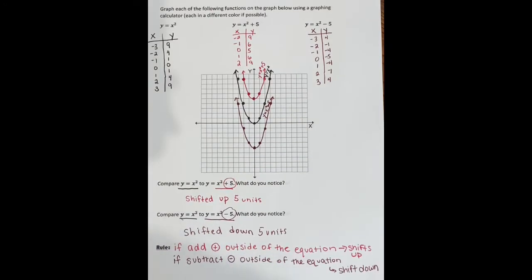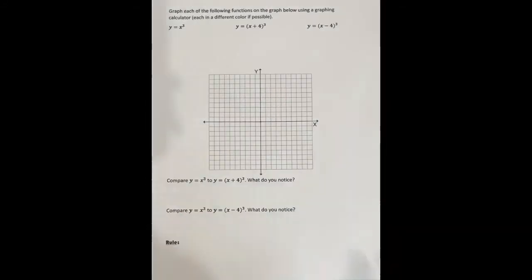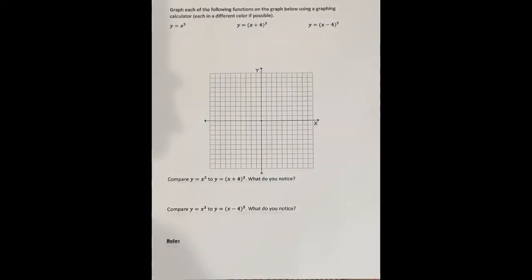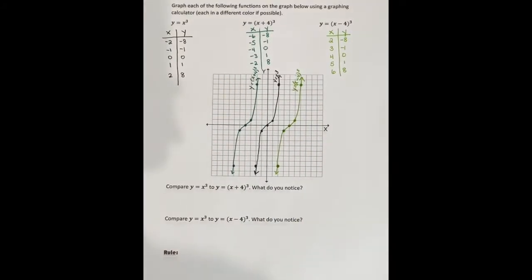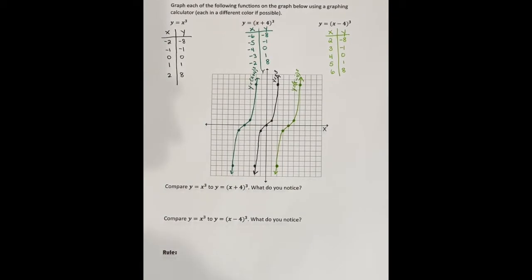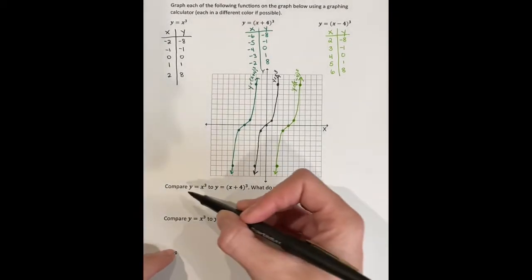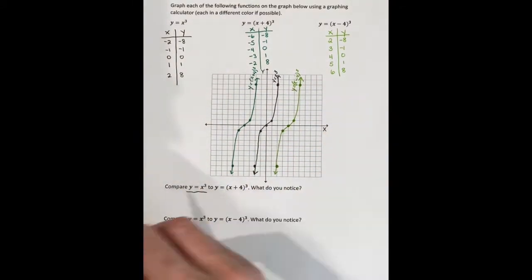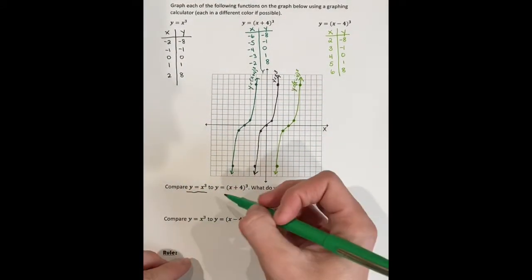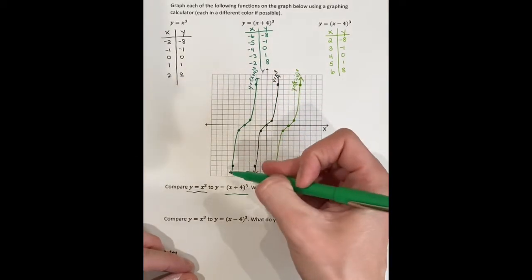Outside and inside of the equation is going to become more apparent when we move on further in the lesson. So then looking at the next one, what I want you to do is graph all three of these in different colors if possible. Okay, so I graphed all three of those equations. So then we needed to compare them. So first we need to compare x cubed, which is that black equation in the middle, to x plus 4 cubed, which is the green equation.